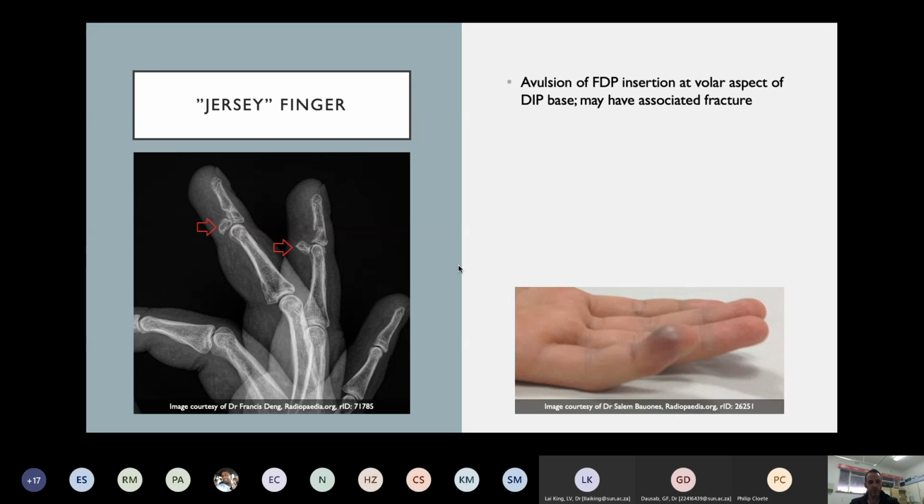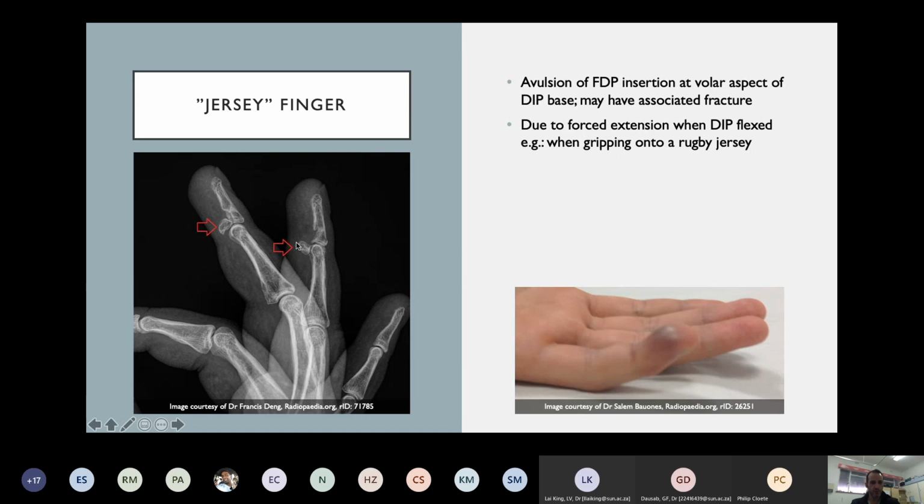The mechanism of injury is when somebody's been holding onto, say in a rugby tackle, they're gripping onto a player's jersey. Player runs away, their hand is forcefully flexed, but their finger is forcefully extended away. And we have avulsion of the FDP from its insertion point. So we call that a jersey finger, because it's a rugby jersey injury.